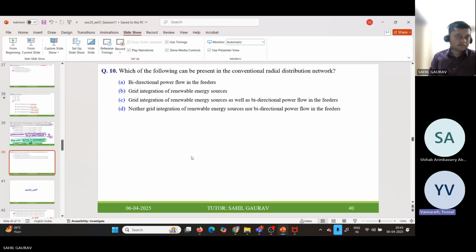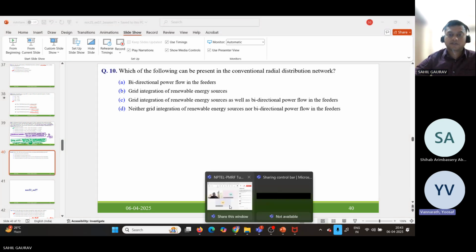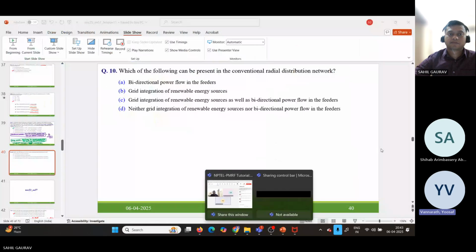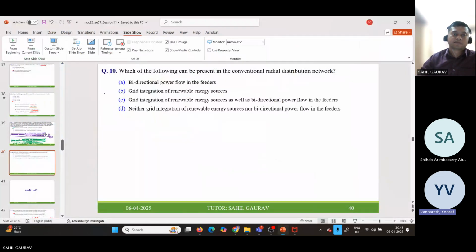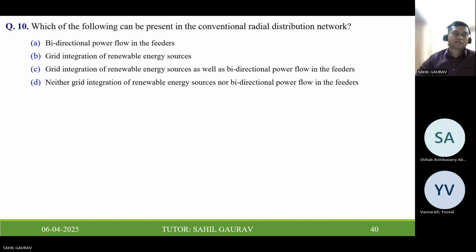Is it B? Yes, B is the correct answer. Why can we not see it? Because it is not bidirectional in the radial. It is bidirectional only in the ring. Okay. B is the correct answer.